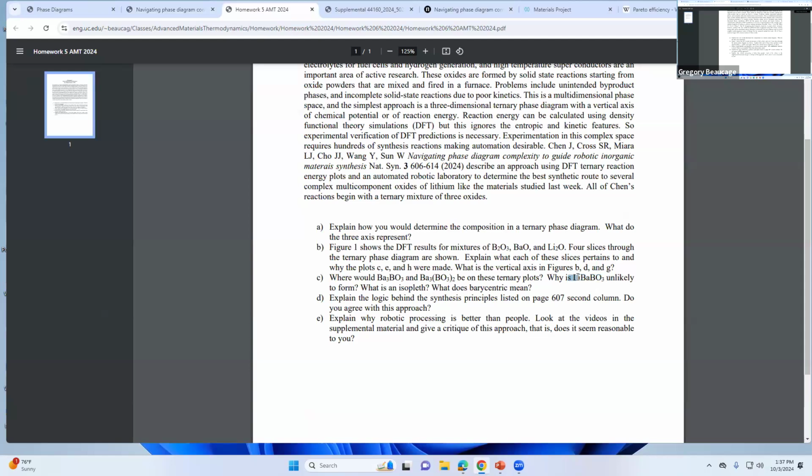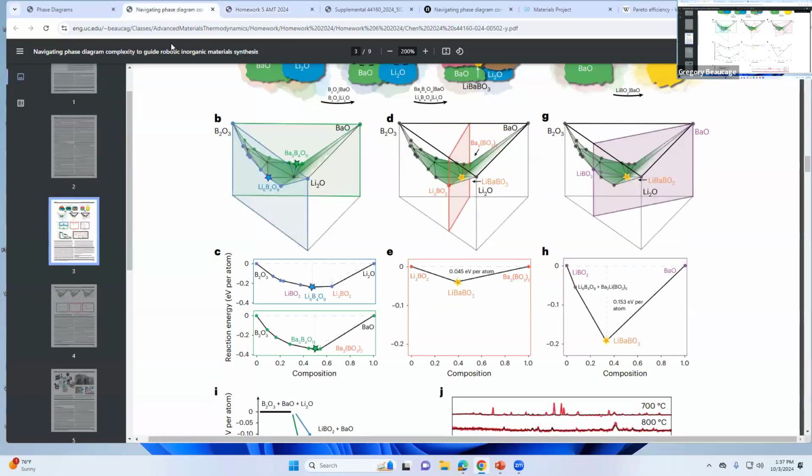Why is Li3BO3 unlikely to form? I guess it doesn't say in what context, but I think it's just talking about the orange one. It's unlikely because it's a low energy differential, if you start from those compositions. So if you start from, is this starting from these two, or let's see, Li3BO2.